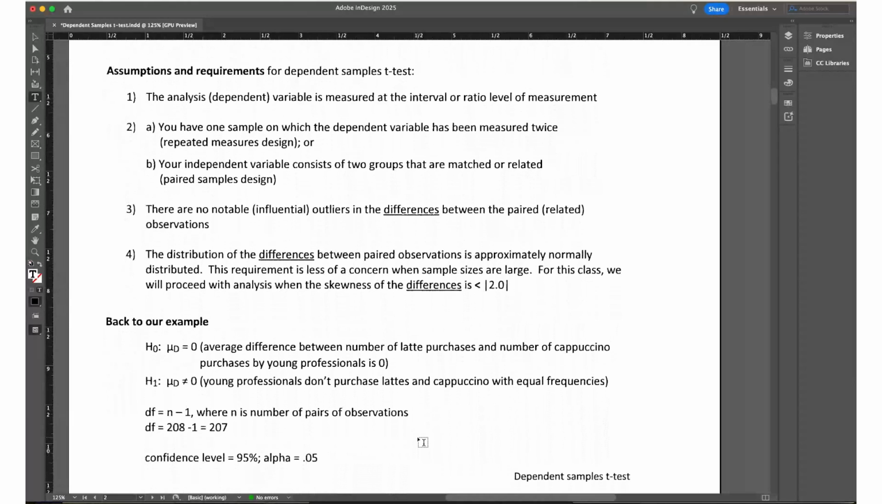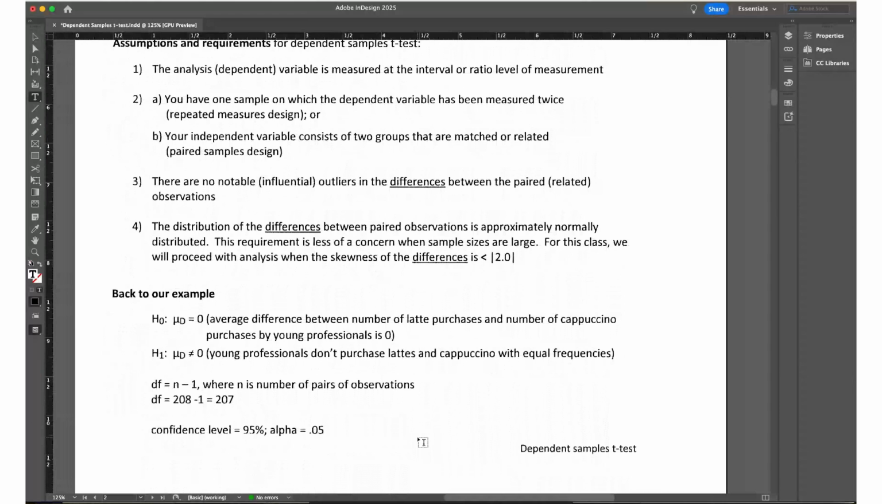All right, so back to our example. Notice here that we're looking at the difference. We're saying that the average difference between the number of latte purchases and the number of cappuccino purchases by young professionals is 0. The average of the differences, okay? And then alternatively, we're saying that it's not equal to 0.